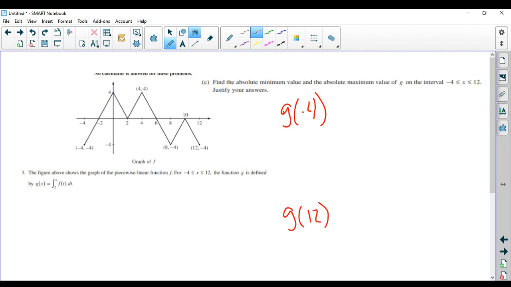So the critical numbers are where G prime, which equals f of x, equals 0. So we have a bunch of critical numbers. We have -2, we have +2, we have 6, and we have 10.